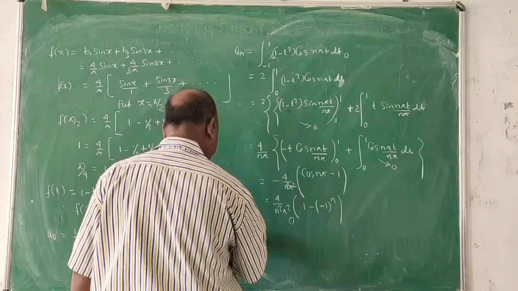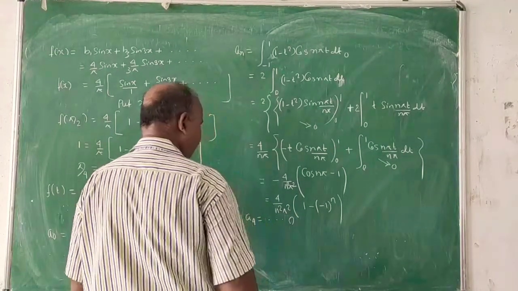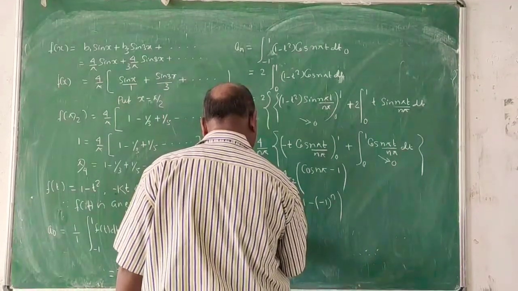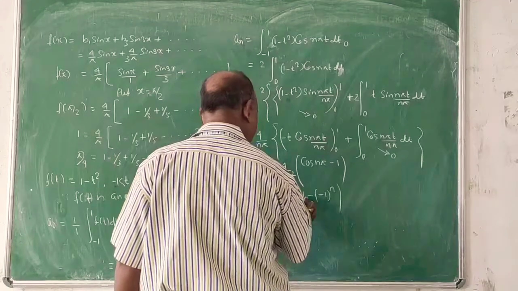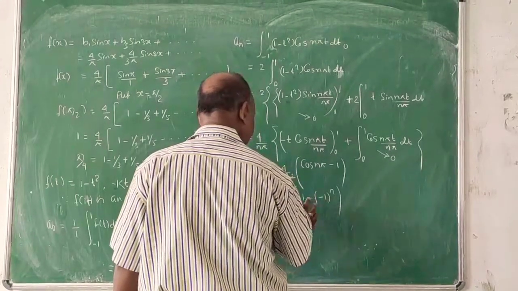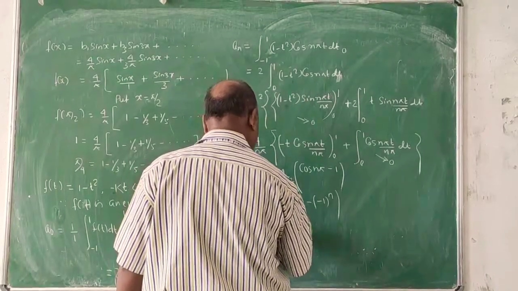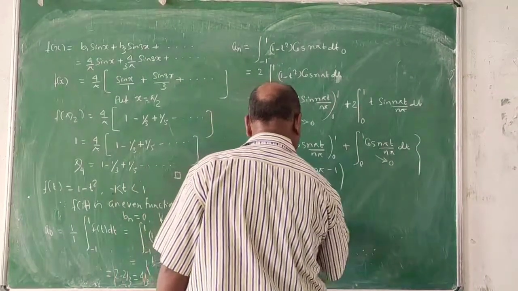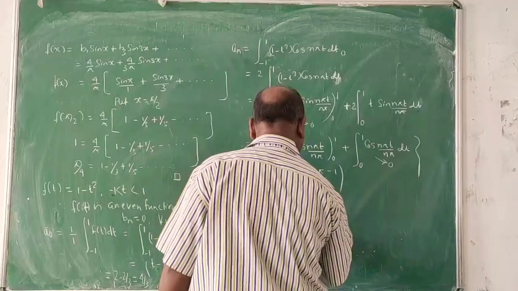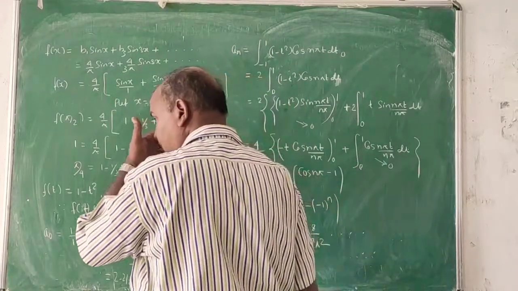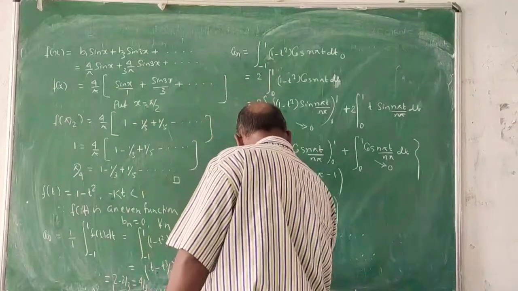And what is the value of A1? A1 will be 8 by 1 square into pi square. This becomes 8. What is A3? A3 becomes 8 by 3 square pi square. So what is the equal Fourier series here?